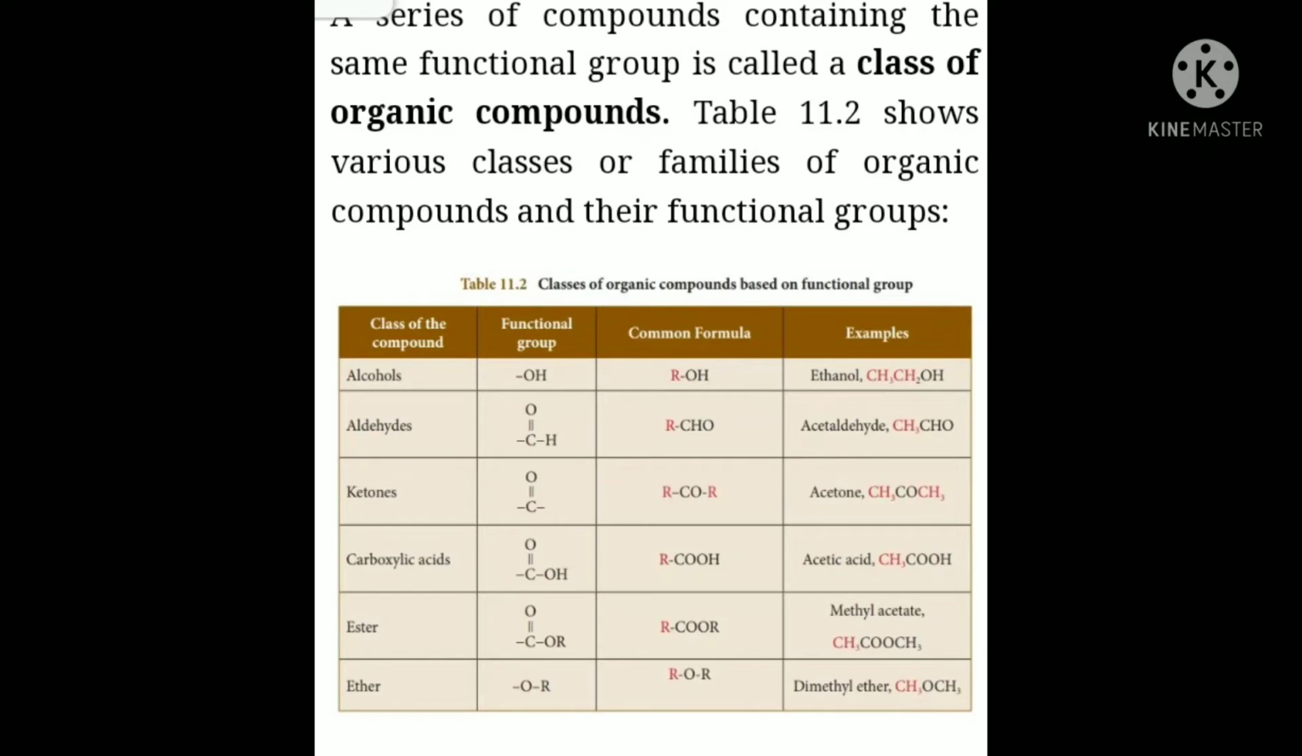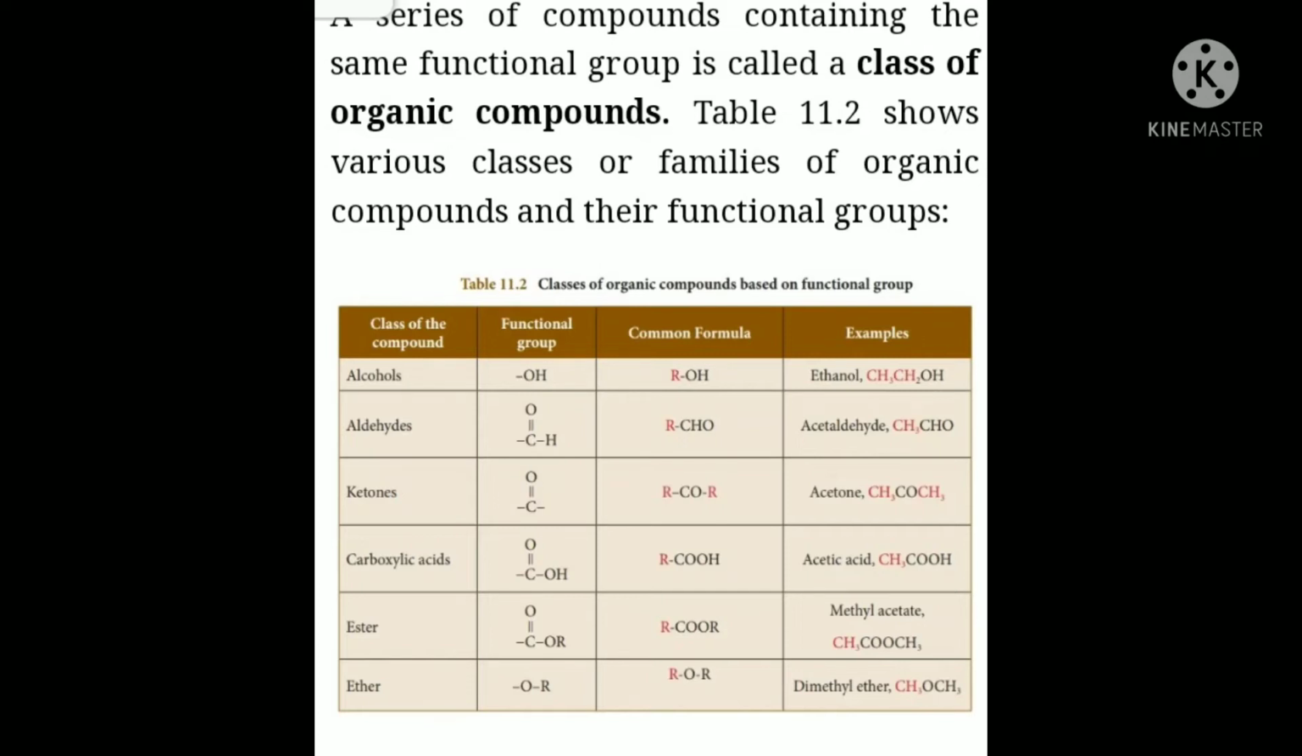So from the hydrocarbon chain, if OH is attached, then it is considered as another group of compound, that is alcohol. The series of compounds that contain the same functional group are called a class of organic compounds. The members that come under the alcohol family, methanol, ethanol, propanol, butanol, all contain what? OH, the functional group. Hence they are also called a class of organic compounds.